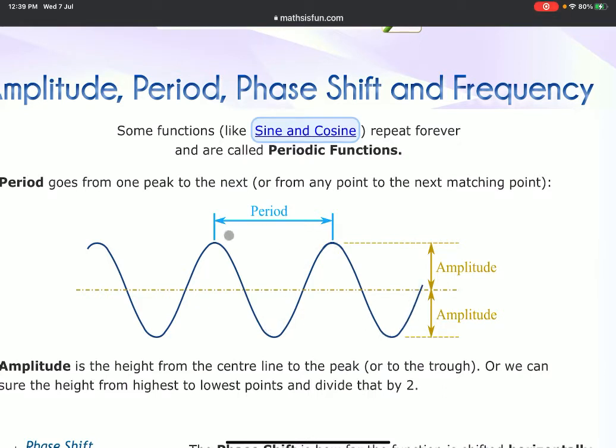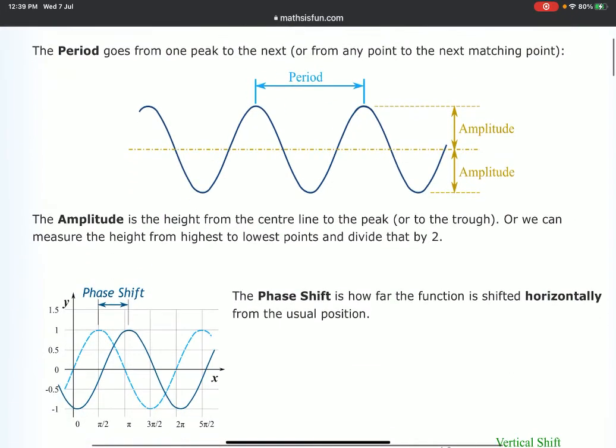Yung sinasabing period is yung distance from one peak to another peak. Pag nagdraw tayo ng line from this location to this, so we will have the period of this wave. Yung sinasabi ng mga amplitude, yung taas-baba, from the upper peak to the bottom of the wave. Ano naman yung phase shift?